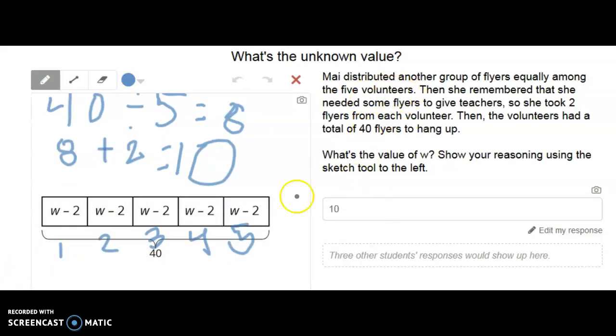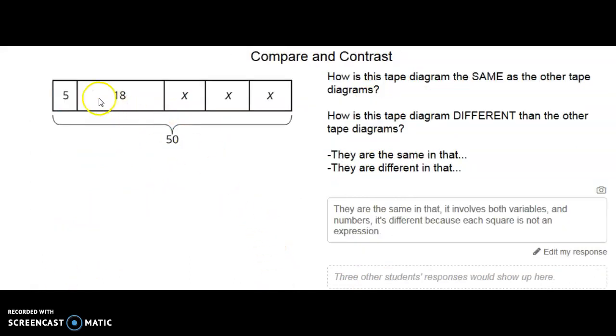Again, read the problem and label the bar model. Compare and contrast. Each of these sections shows a variable or a number, which also could be called expressions. Each of these are expressions. The whole thing together with the equals 50 would be the equation. So go ahead and just fill in your comparison and your contrasting of this bar model to the previous ones.